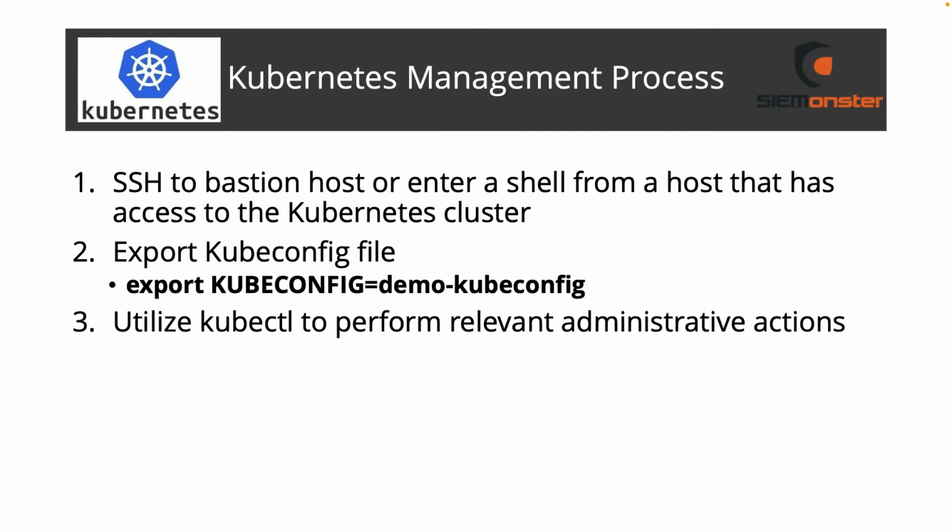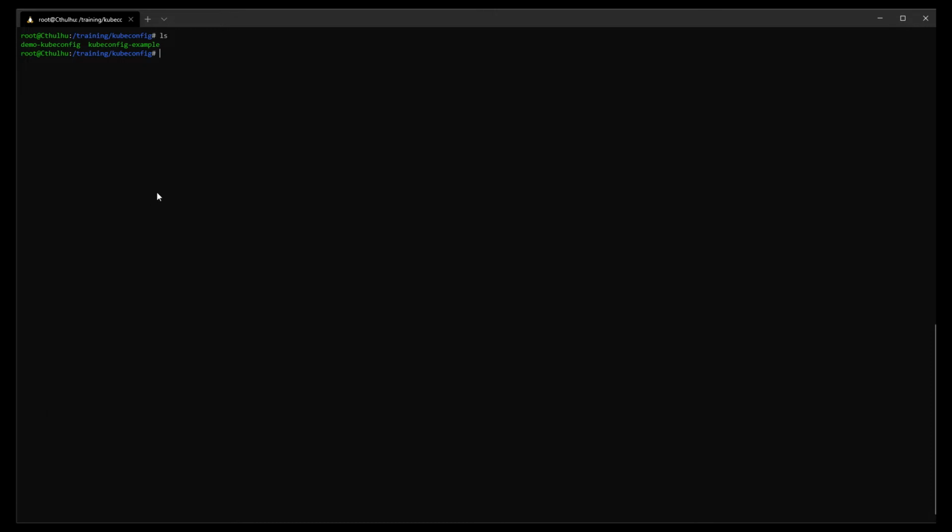To begin the management process, one has to either connect to the SSH host that one will be using, such as the Bastion host, or establish a terminal session that can be used for this process. The first step is to export the kubeconfig file, in this case demo kubeconfig, and you utilize kubectl to perform the relevant administrative function. To demonstrate this, you can see that there's a shell there. You can see that the demo kubeconfig is there. So essentially what you would do is export that config.